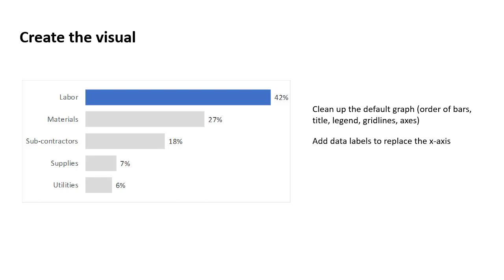Then we add data labels. So instead of a measurement axis here, which is the x-axis in a bar chart, I add data labels so the audience knows the exact amount, the exact percentage in this case, and doesn't have to figure it out by relating it back to a measurement axis.